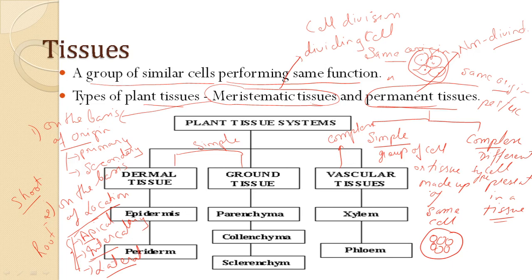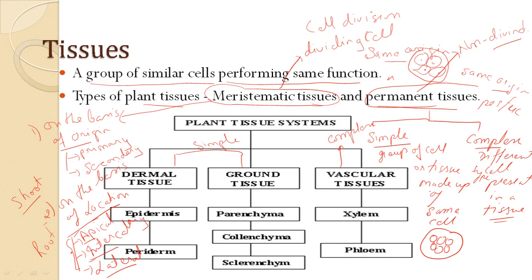The tissues are of two types. One is a dividing tissue, where cell division takes place. Such dividing cells are called meristematic tissues. Another is permanent tissue, where no cell division takes place, that is, it is non-dividing. Mostly non-dividing, there is only a few which may divide, that I will discuss, that is parenchyma.